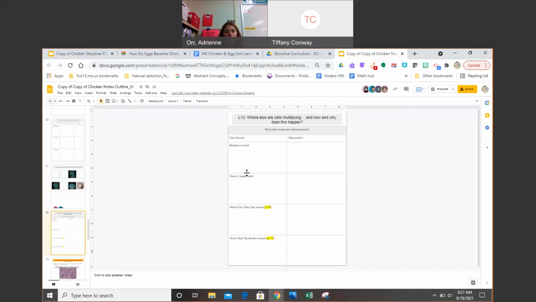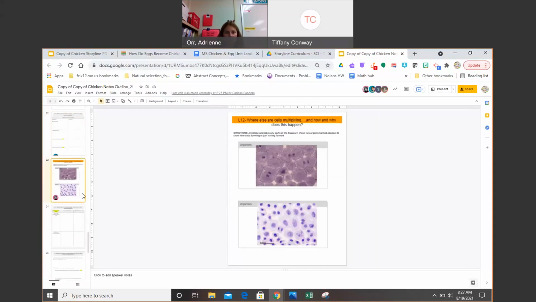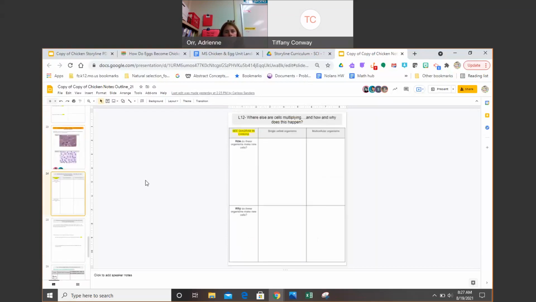And then we go back and look at a whole bunch of different organisms and their cells and start to look at evidence, like the onion root tips, where you see 2 cells that are still kind of connected. So they start to piece together that other things are also doing the same thing as our chickens. And how and why does this happen?